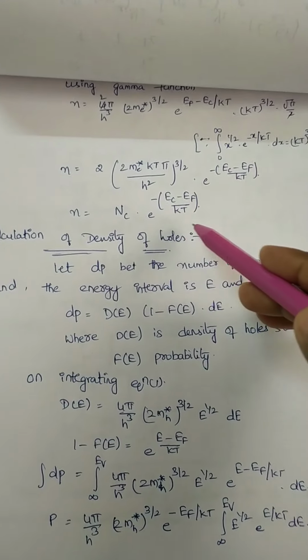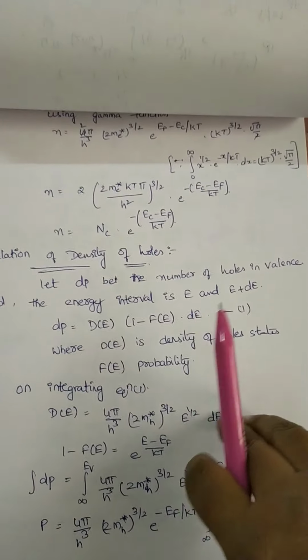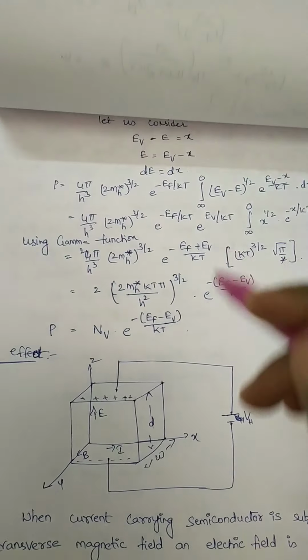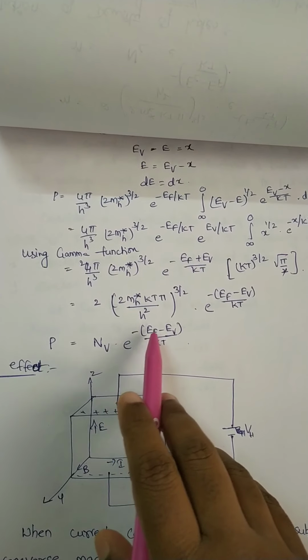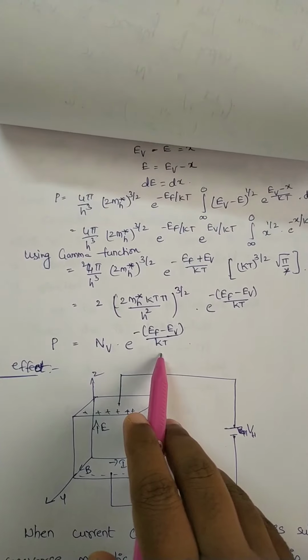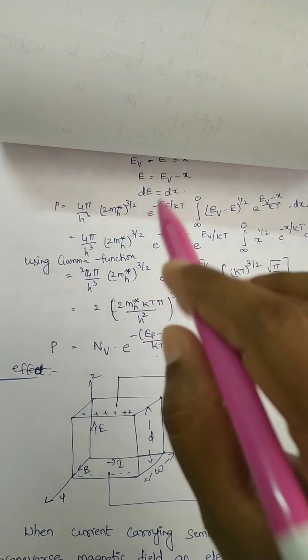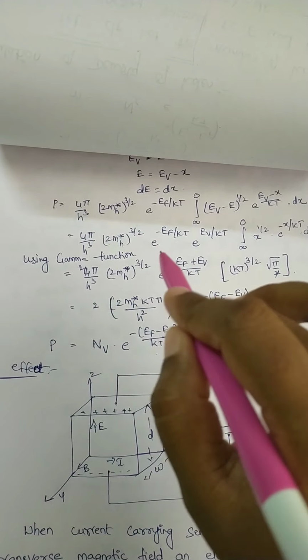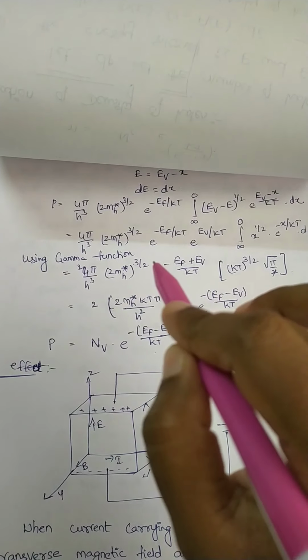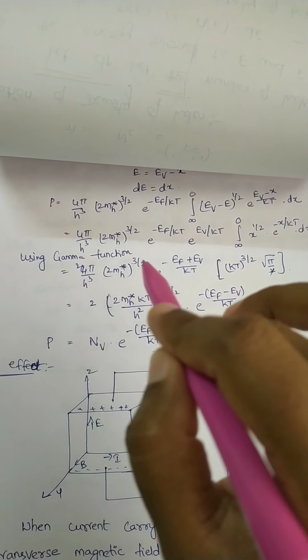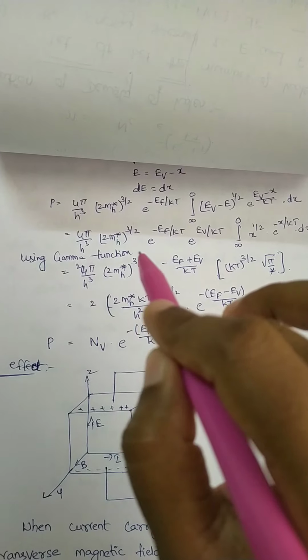In the same way, for the density of holes we get p equals Nv into e to the power of minus (Ef minus Ev) by kT. So this is the full derivation. Please practice it and you can do it. If you have any doubts, please post them in the comment section.